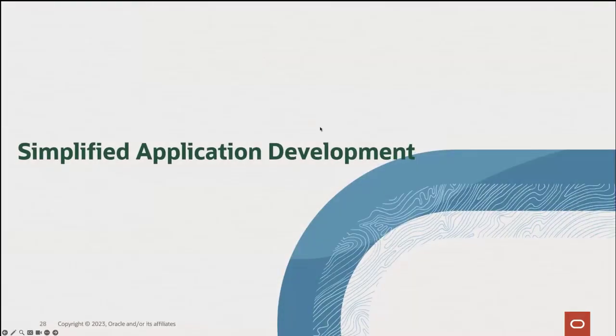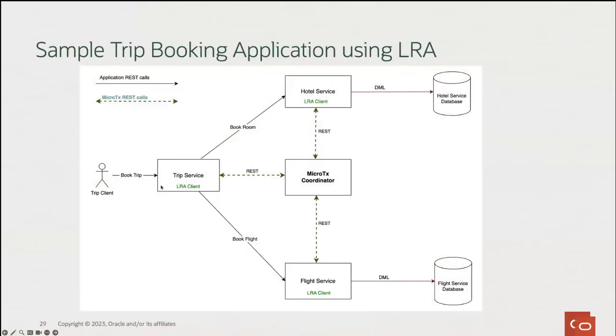All right, so let's start this section by taking a look at some use cases that demonstrate the use of the 3 transaction patterns supported by MicroTx. This is the first one. This is a use case for a trip booking application that uses the LRA pattern, and there are 3 microservices for booking a trip, which includes a flight and a hotel booking.